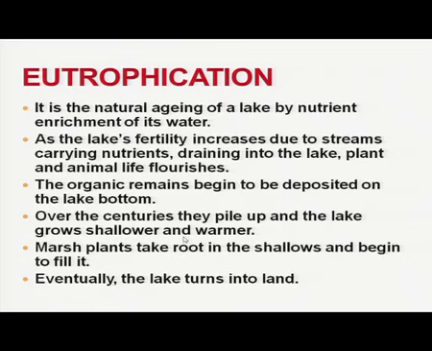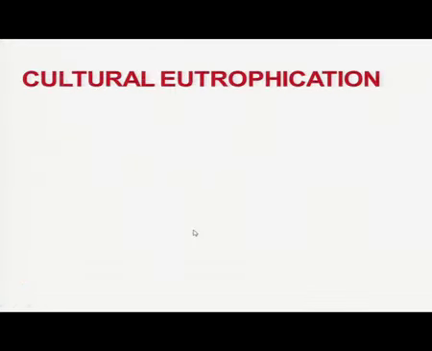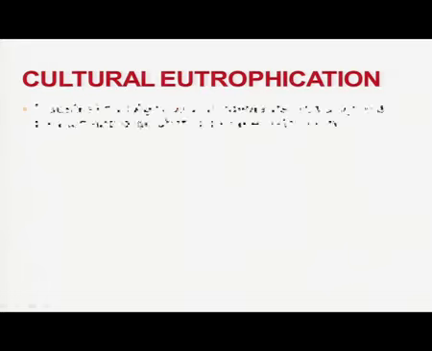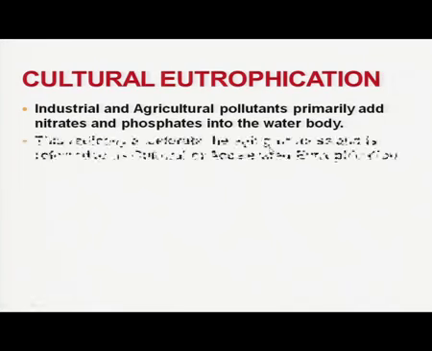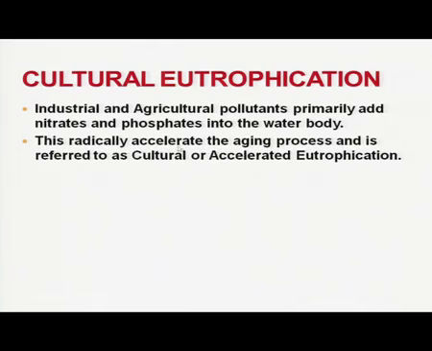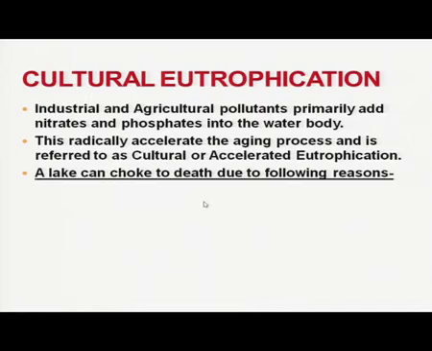But again, because of anthropogenic activities, this process has been accelerated, and this accelerated eutrophication is known as cultural eutrophication. The industrial and agricultural pollutants primarily add nitrates and phosphates to the water body. This radically accelerates the aging process and is referred to as cultural or accelerated eutrophication.